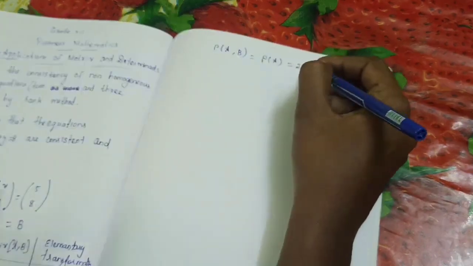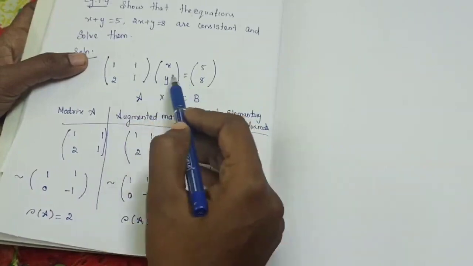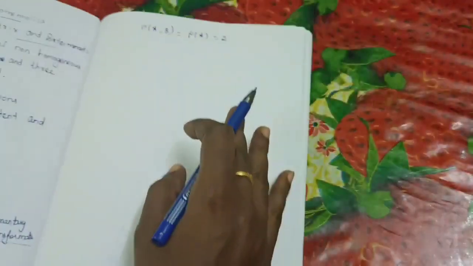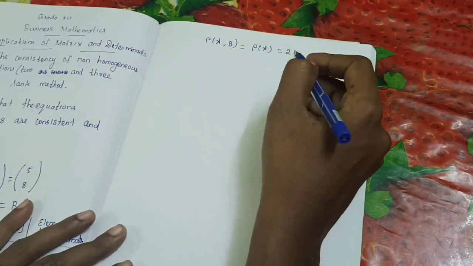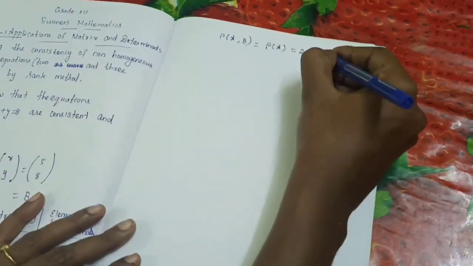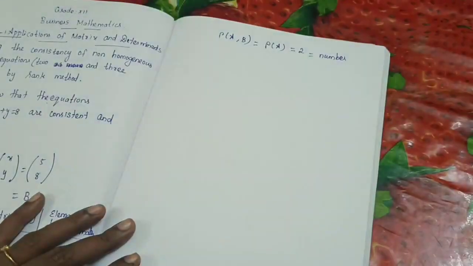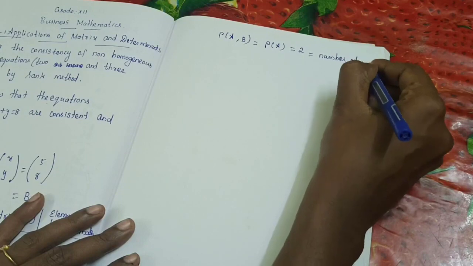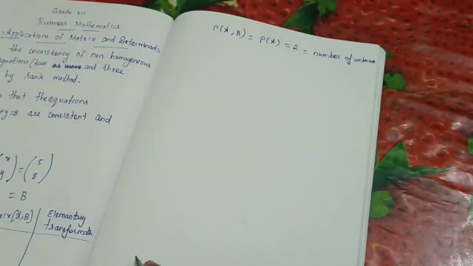So 2. How many unknowns are there? That you need to find out first itself. How many unknowns are there? 2 unknowns, X and Y. Okay. 2 unknown values are there. So both are also equal to 2, that is the same as the number of unknowns. That is equal to n.